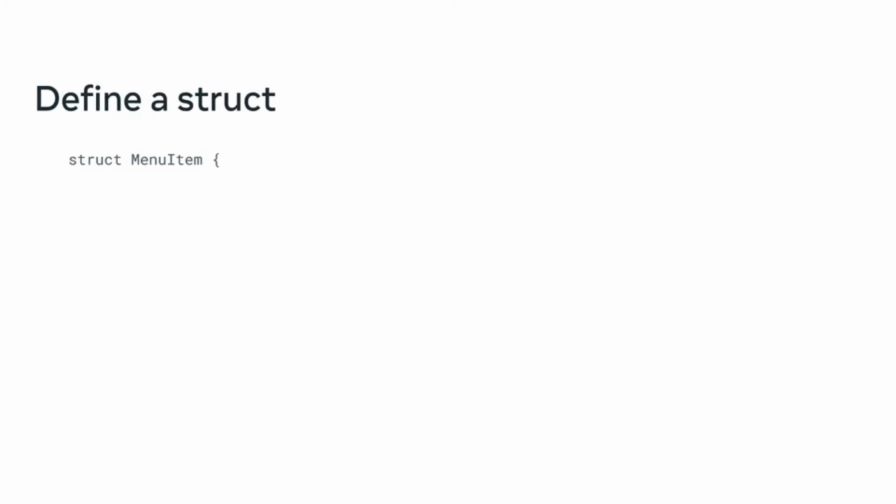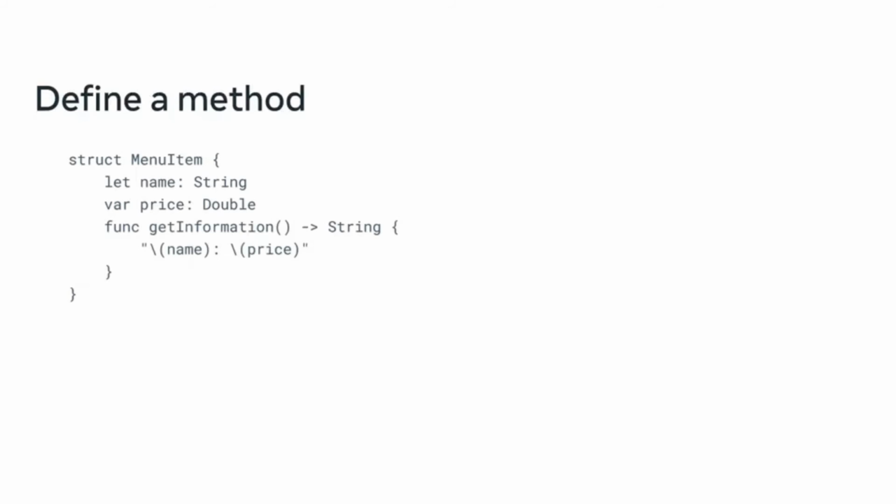First, insert the keyword struct followed by the name MenuItem. Then, insert the struct definition, add two properties, a name constant of type String, and a price variable of type Double. If you wish to add functionality to a struct, you can define a method inside the struct definition. For example, you can create a method called getInformation with a String return type. Then inside the method body, return a string interpolation of the name property and the price property. Great, the method has been defined.